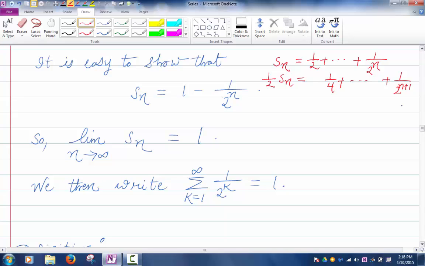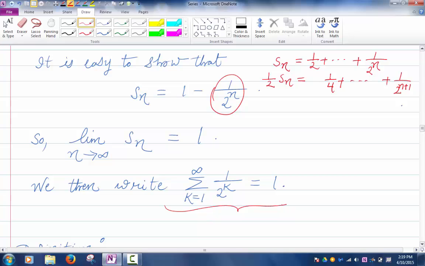Now if you take the limit, 1 over 2 to the n goes to 0. So the limit of Sn is 1. So now I could say that the series k going from 1 to infinity of 1 over 2 to the k is equal to 1. Okay? The sum of the series is 1. Is everybody okay? The sum of the series is 1.